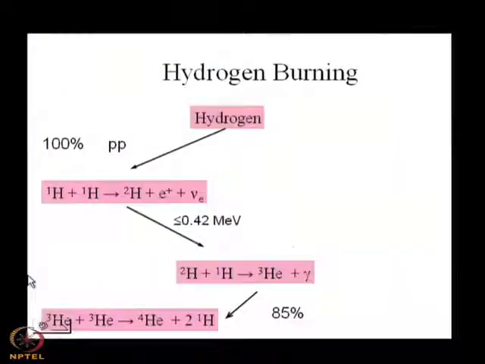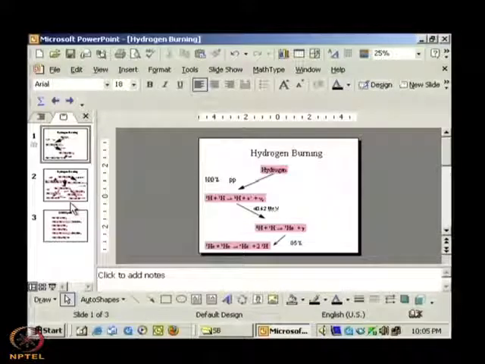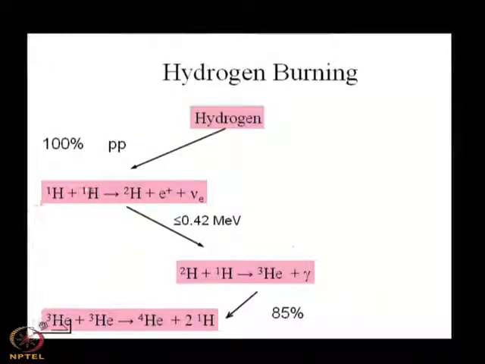Let us just look at this again. So, we have two such reactions taking place. In each of these reactions, two hydrogen atoms combine and produce deuteron, then produce helium 3, and then you have helium 4 forming. Okay. So, let us just make a brief summary of what is the end product of this entire chain of reactions.